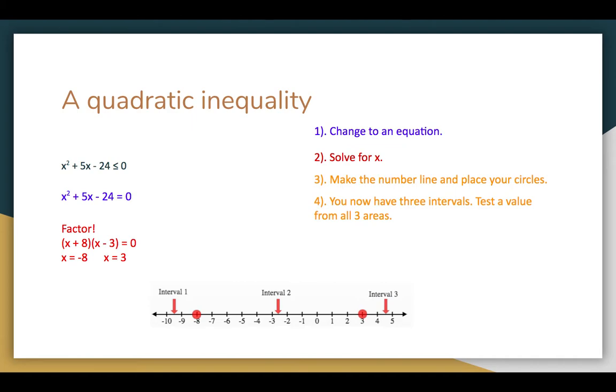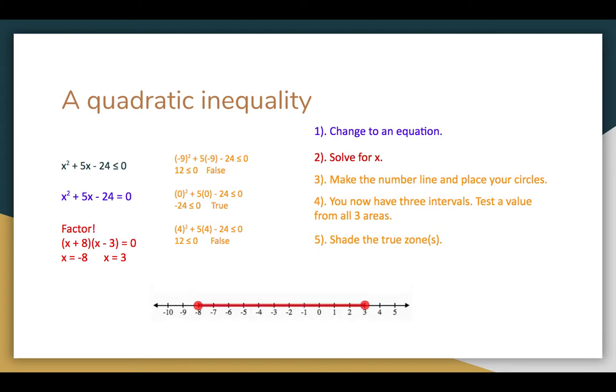You got to figure out where are the solutions living. To do that, you want to test a number that comes from all 3 areas. So I tested -9 from interval 1, and that was false. I tested 0 from interval 2, and that was true. And then I tested 4 from interval 3, and that was false. That means that my answers are interval 2. So I'm going to go shade that.